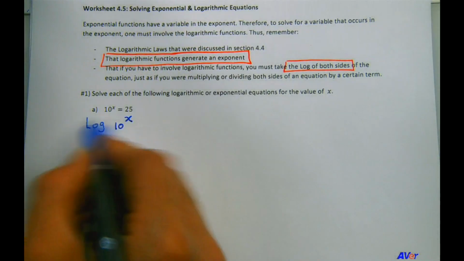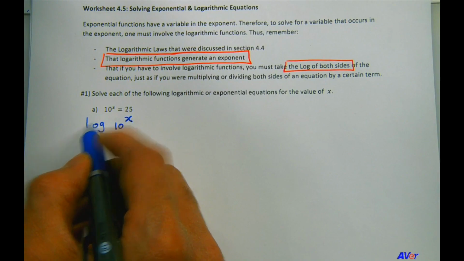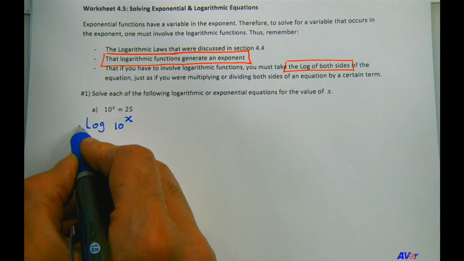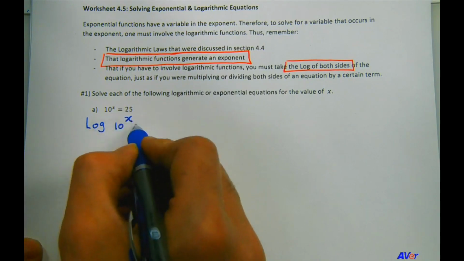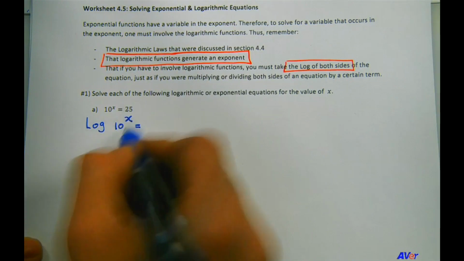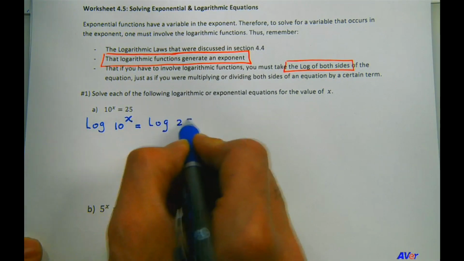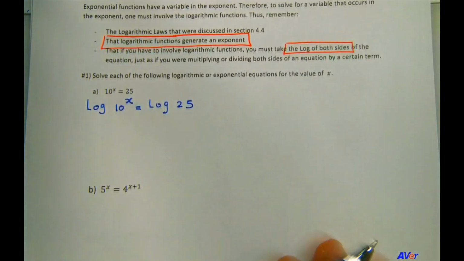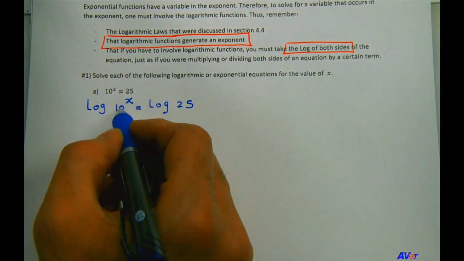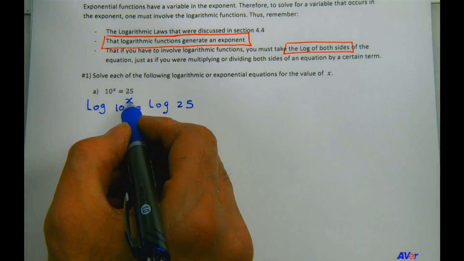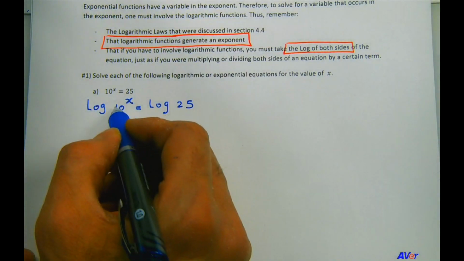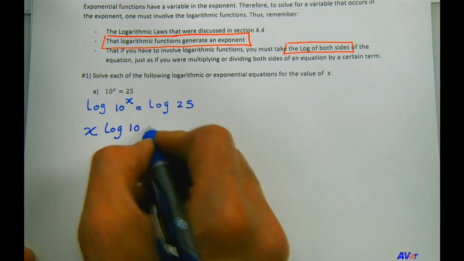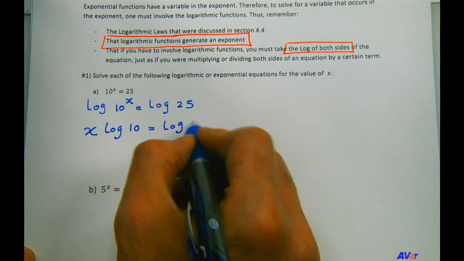In order to bring the x down, remember that property? That once we have the log of some number to some power, we can bring the power down and in front? That's why we're doing this. But we can't do this and not do it to the other side. So we have to take the log of the other side as well. Okay? So now we can achieve what we set out to do. We can isolate x, we can ungroup it. So x times log of 10 equals log of 25.